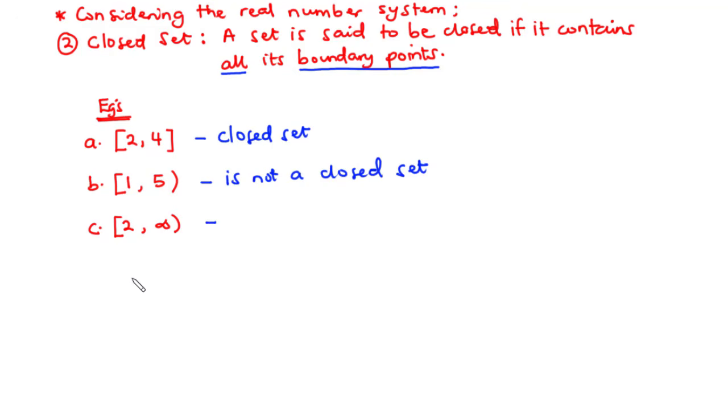Now to the last one, which is C. The interval is closed at 2 and open at infinity. Now because we are considering a set of real numbers, or the real number system, infinity is not a member of the real number system, which means that infinity cannot be a boundary point. Now if infinity cannot be a boundary point, it means that the only boundary point in this interval is 2, and 2 is part of the set. Now since 2 is part of the set, it means that this set is a closed set.